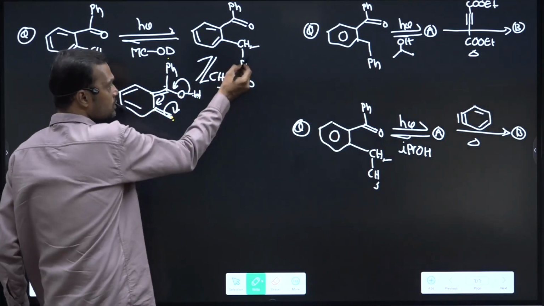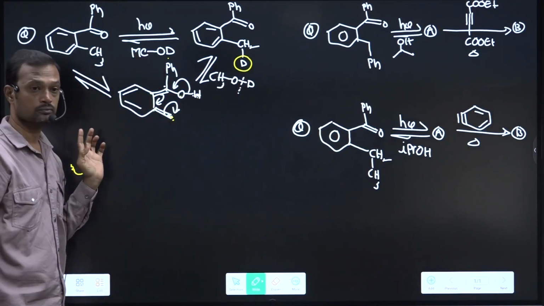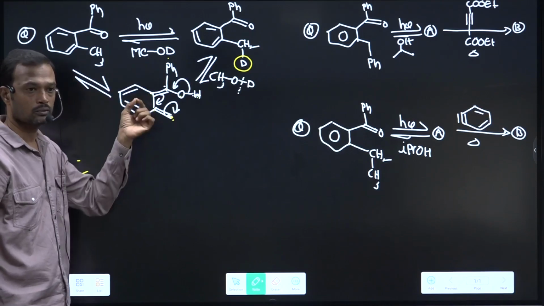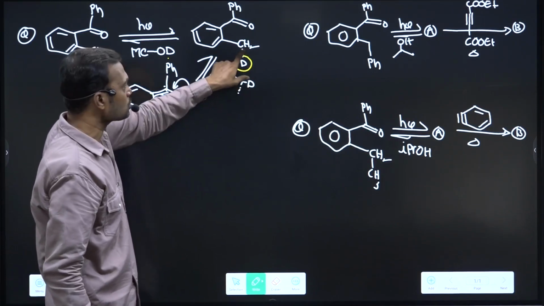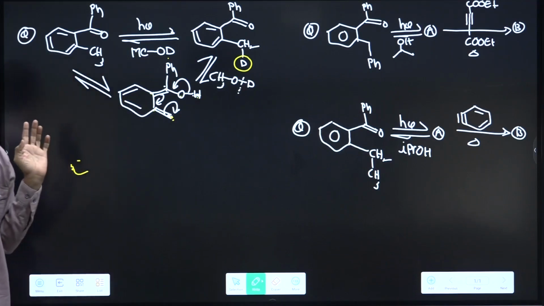Formation of this indicates that during photoenolization, a solvent effect is observed. Is it solvent or not? Is the solvent giving deuterium or not? That deuterium is observed over here, which indicates that formation of this product always proceeds through this photoenolization product.